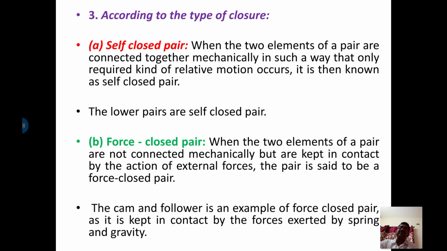So now in this case, the example is the cam and follower mechanism, which is one of the closed pairs, a force closed pair, as it is kept in contact by the forces exerted by spring and gravity. So that's why these are called force closed pairs. Next one is kinematic chain.